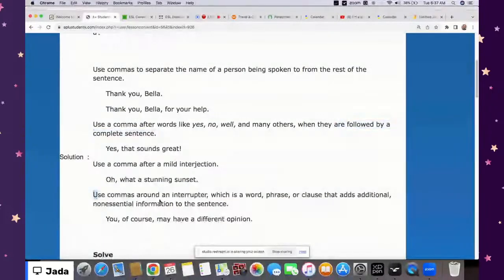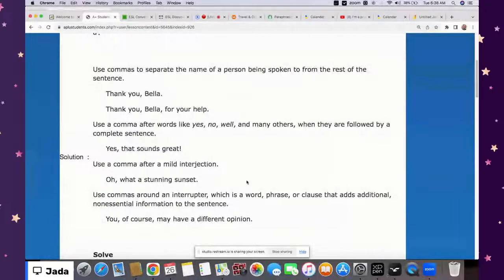Use commas around an interrupter, which is a word, phrase, or clause that adds additional non-essential information to the sentence. So now you're going to use commas for interrupters, words, phrases, or clauses that could add good information or even unnecessary information that is not important, but it adds to the sentence. You use a comma to separate them.